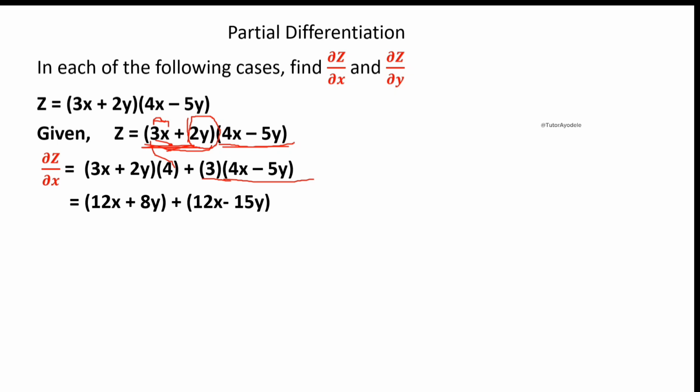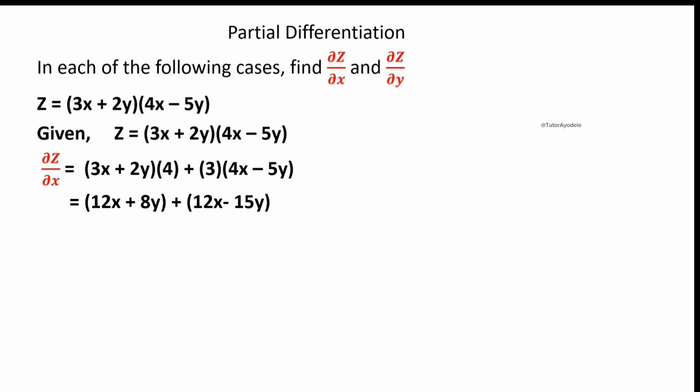Because if I use this 4 to open the brackets, this is what I will have here. And if I use this 3 here to open the bracket here, this is what I will have here. So that is for partial derivative of z with respect to x. What about partial derivative of z with respect to y? How are we going to go about it?